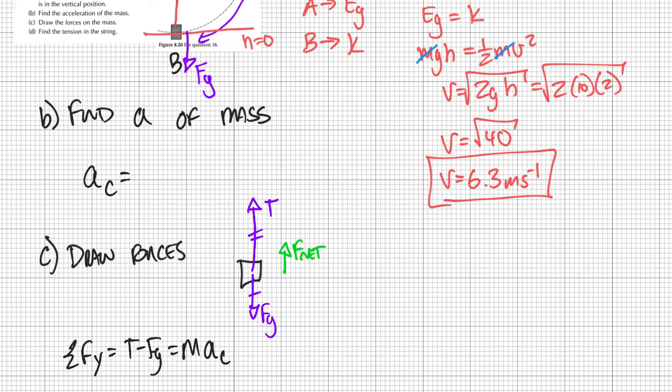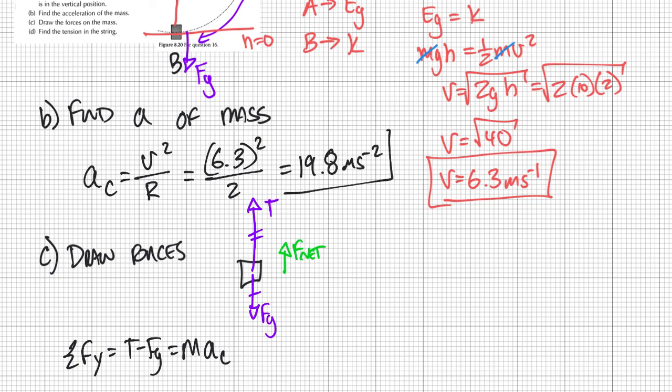So because it's a centripetal acceleration, we know that's v squared over R. So that's going to be 6.3 squared divided by 2, which is going to be 19.8 meters per second squared. Then lastly, part D just says find my tension.